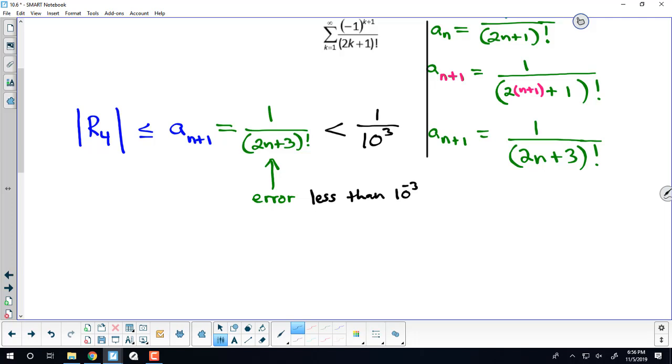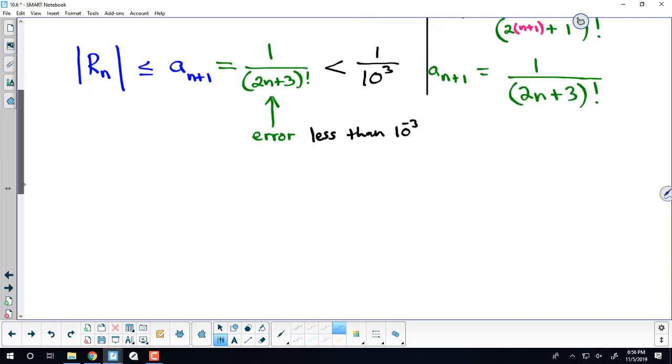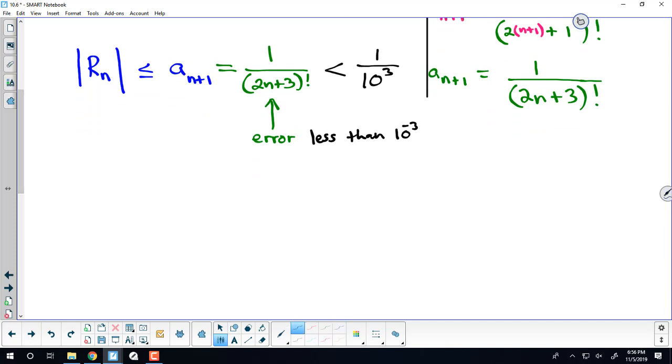Why'd you write the 4 after the R? Oh, I don't know, that was supposed to be an n. Okay. So it's the same thing. You've got to solve for n. If those reciprocals are related that way, we've got 2n plus 3 factorial has to be larger than 10 cubed.